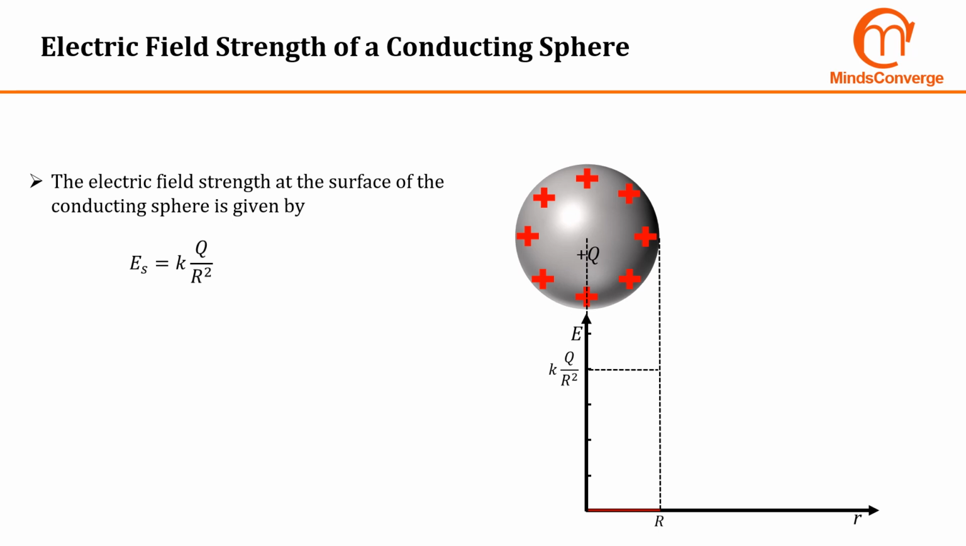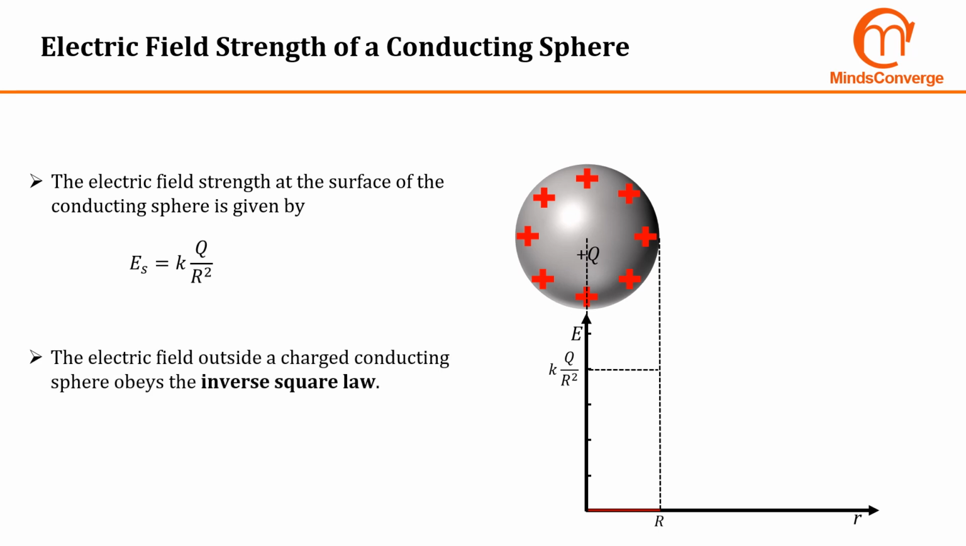Then, we can get the electric field strength at the surface of the conducting sphere, k times Q over capital R squared. The electric field outside a charged conducting sphere obeys the inverse square law, which means that the electric field strength is inversely proportional to the square of the distance from the center of the sphere. For example, when the distance from the center of the sphere is doubled, the electric field strength will decrease by a factor of 4.